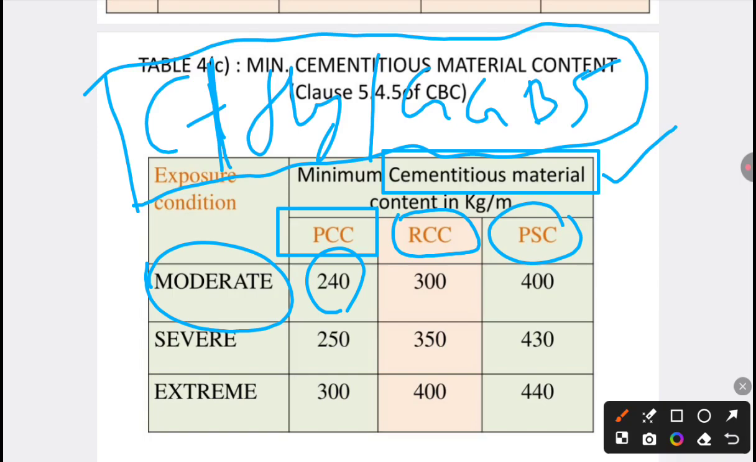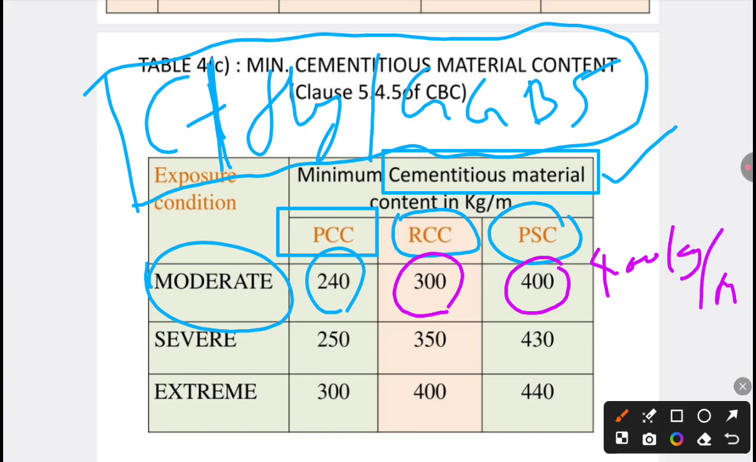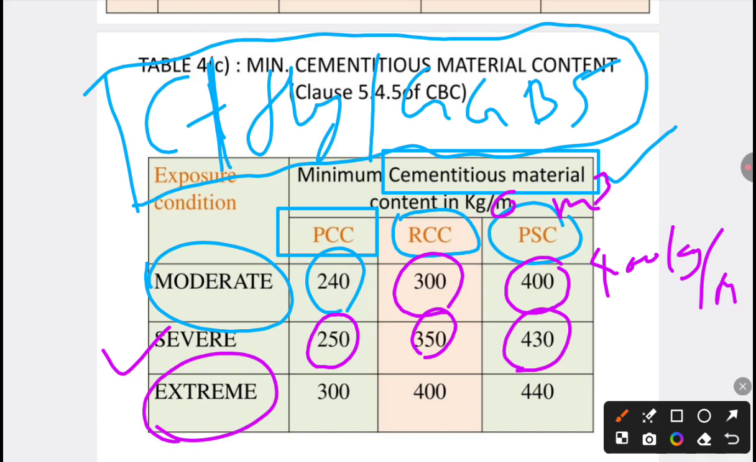Further, in the RCC condition, that is 300, and for PSC, pre-stressed concrete, the minimum cement should be 400 kg per m³. Basically, there is a typing mistake, that should be m³, meter cube. In the second condition, the severe conditions, PCC will be 250, RCC will be 350, and PSC will be 430. Extreme conditions, as I already told you in the previous slides.